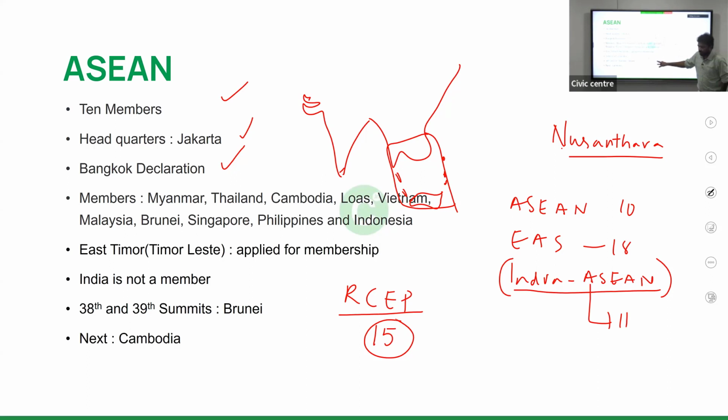RCEP consists of ASEAN plus 5 members. These 5 members are China, Australia, New Zealand, South Korea, Japan. India fears dumping of manufacturing goods from China, and also agriculture and processed products from Australia and New Zealand. Australia and New Zealand are known for dairy products. That's one of the reasons India pulled out from RCEP. Do you know when RCEP came into enforcement? Yes, on 1st January 2022.